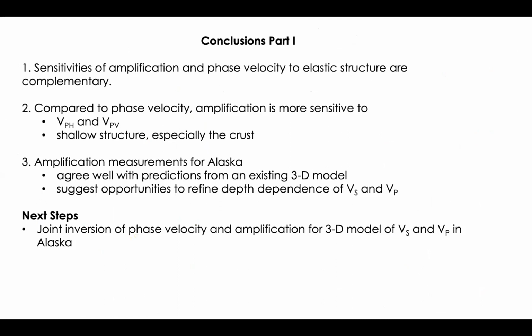So this may suggest that amplification could slightly refine the depth dependence of shear and perhaps even compressional speed in the region. So to conclude this first section, we've shown that the sensitivities of phase velocity and amplification to elastic structure are complementary in that their dependence on depth and period has a lot of overlap. But compared to phase velocity, amplification is more sensitive to P wave speed and also to the properties of the crust. We've used the amplitude ratio approach in Alaska to measure relative amplification at 248 stations. And these new data agree well with predictions from an existing 3D shear velocity model, but there are some differences between the observations and predictions that suggest new opportunities to refine these models. So we're currently developing an approach to jointly invert phase velocity and amplification in Alaska and also in the contiguous 48 states for depth-dependent models of shear wave speed and compressional wave speed.